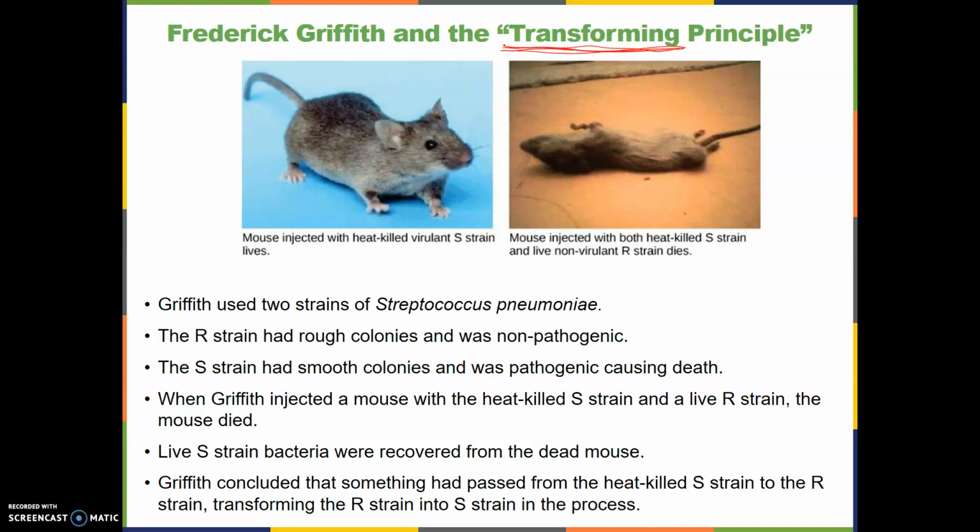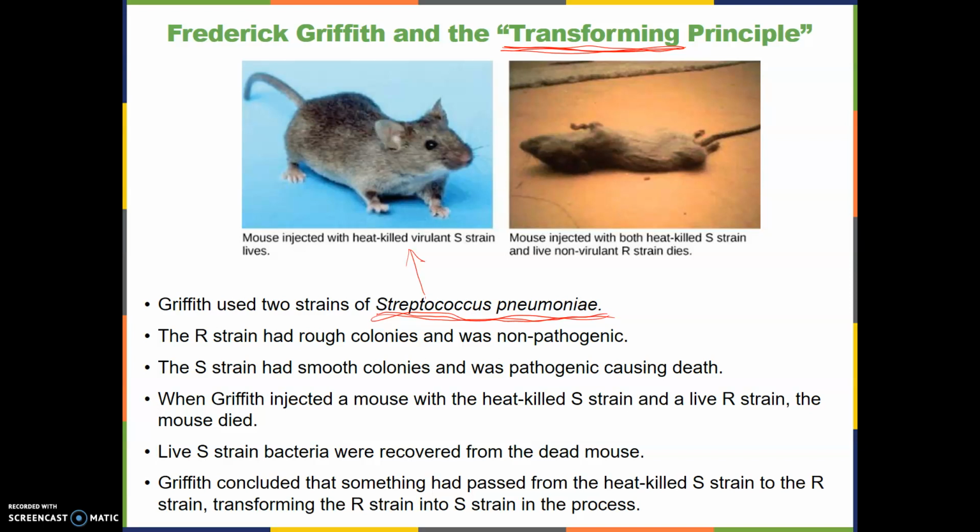something called transformation. Okay, so Frederick Griffith used 2 strains of Streptococcus pneumoniae, which is a bacteria that is deadly to mice, or that one strain is deadly. And he injected mice with heat-killed virulent S strain. Because the virulent S strain is the deadly strain, but they were heat killed, he exposed them to really high heat, the mice lived.